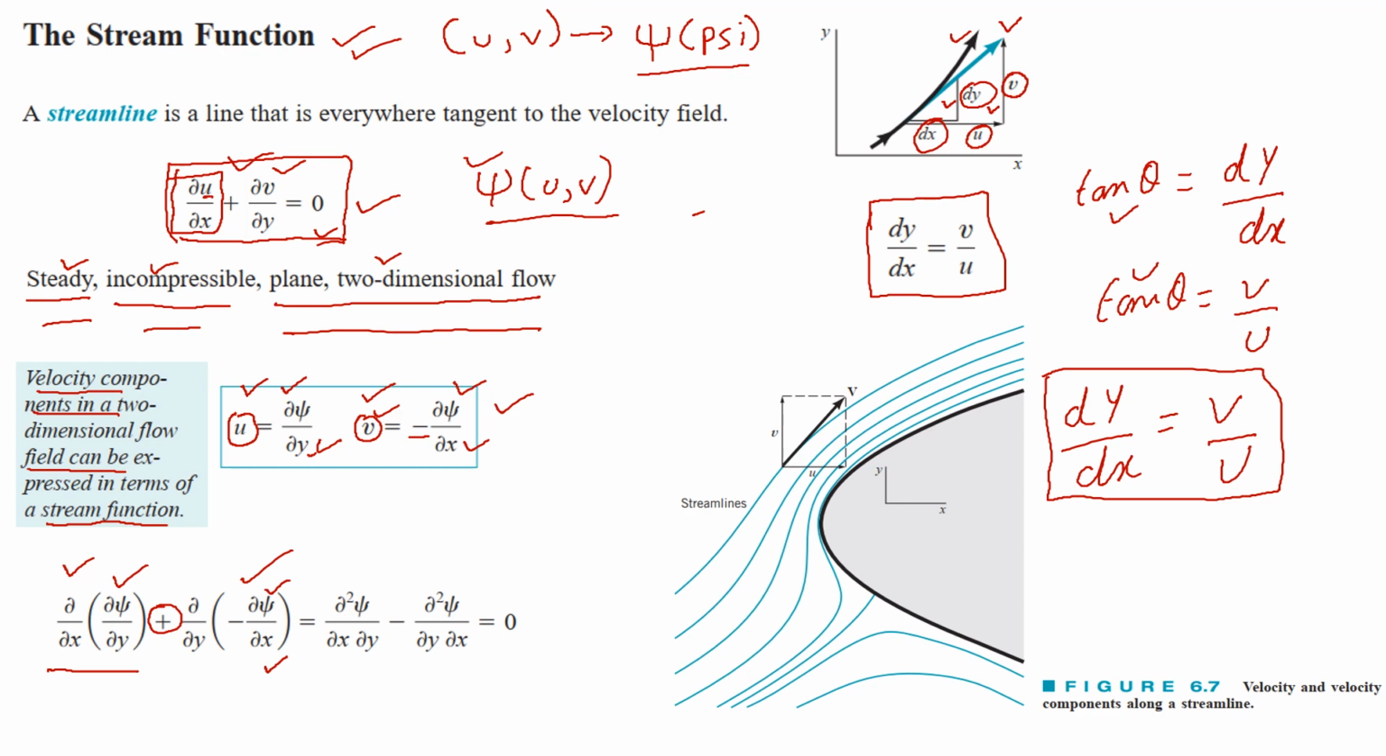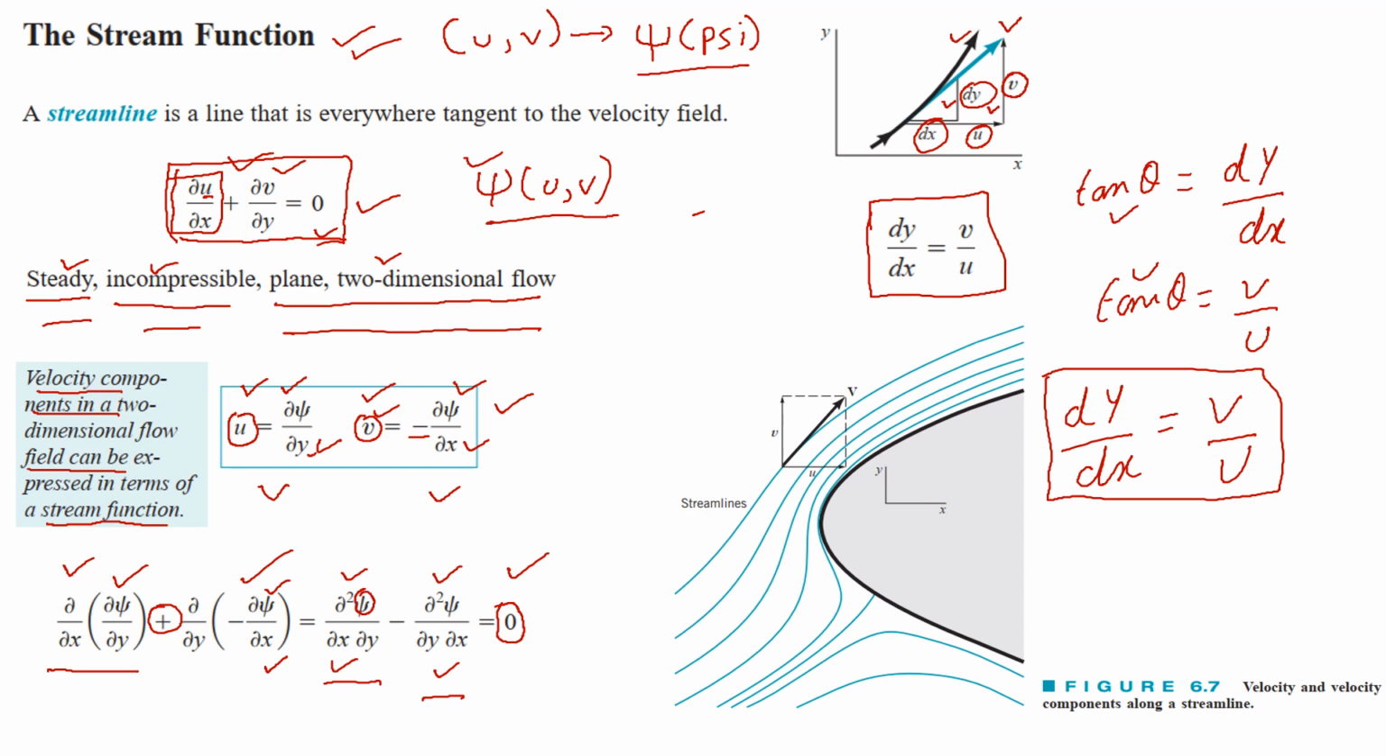Now multiplying these two terms, we get partial square psi over partial x partial y, and minus partial square psi over partial y partial x. So you can see that these two terms are equal, and they will cancel out to be 0. So u equal to partial psi over partial y and v equal to minus partial psi over partial x also satisfy our differential form of the continuity equation. So we can use our stream function to represent these two velocities by this single term psi.